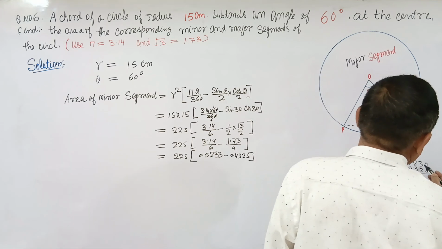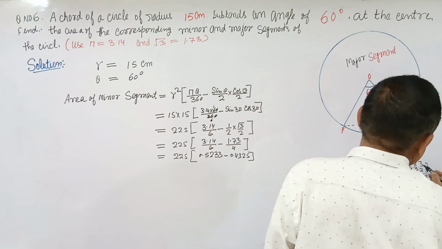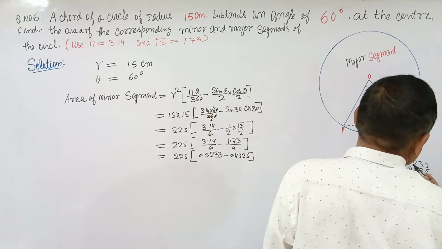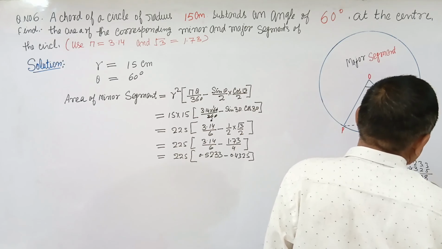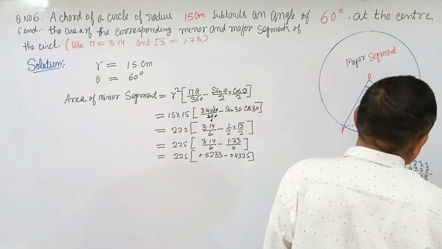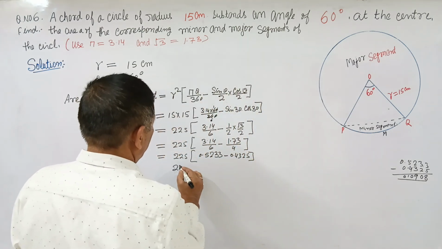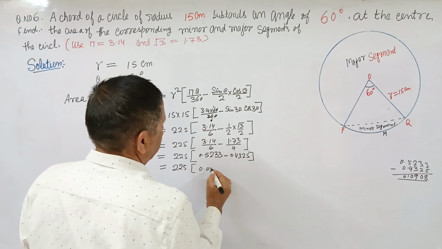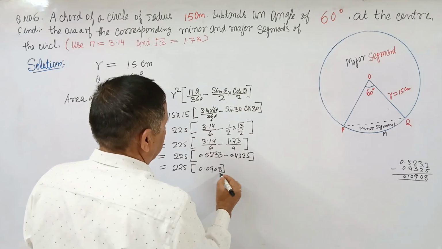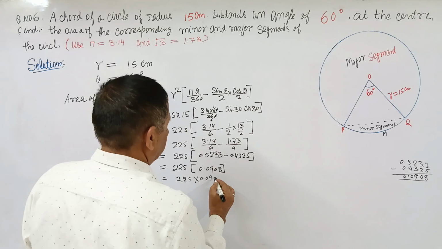So here it comes out to be 0.0908. So this is 0.0908, and 225 has to be multiplied with 0.0908. That means 225 into 0.0908.